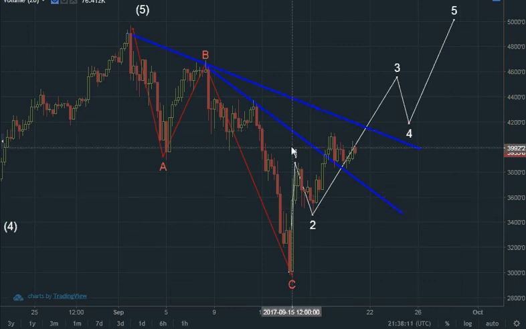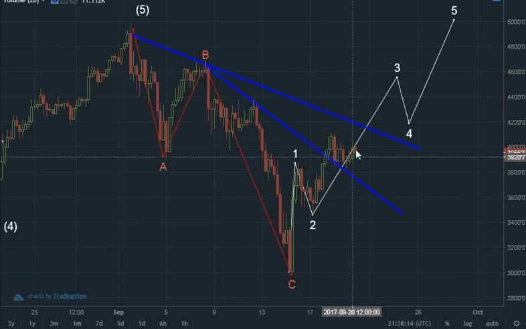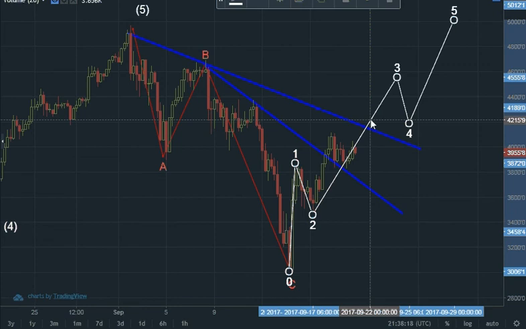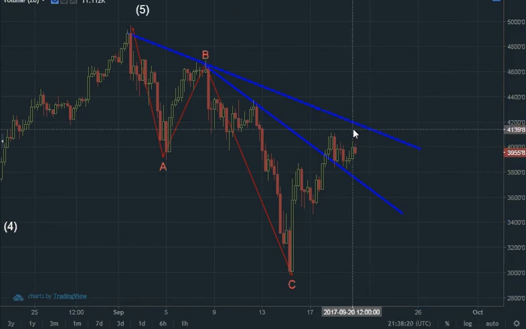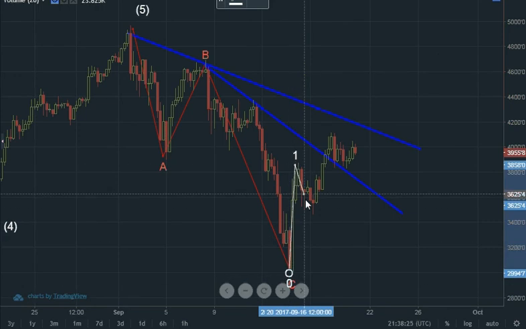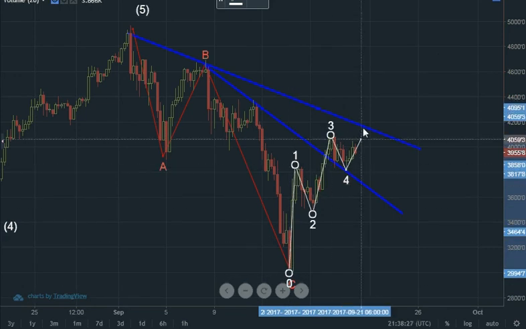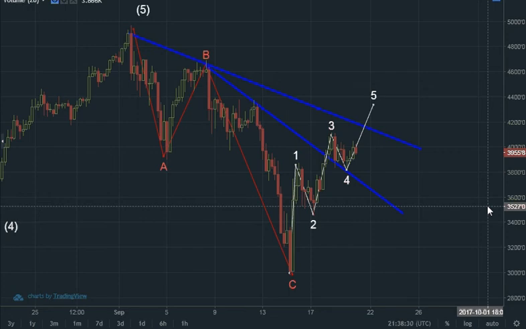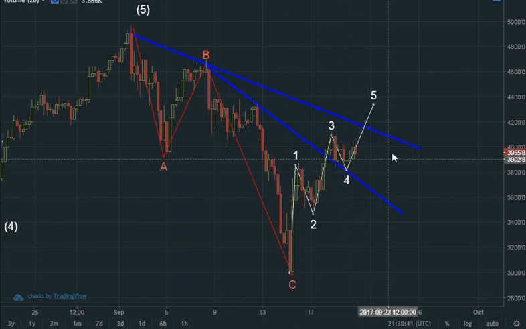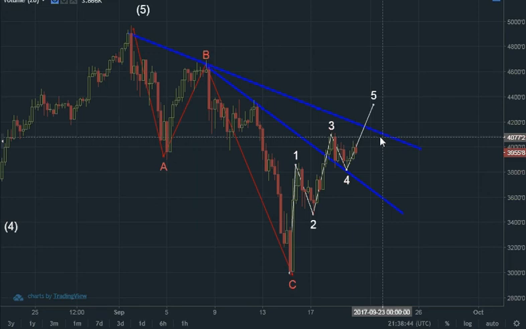And I know that 1, 2, 3, 4 would not work. Why will that not work? If I had it 1, 2, 3, 4, 5, the bottom of 4 cannot overlap with the peak of 1. That violates an impulsive motive rule. So I can't label it like that.